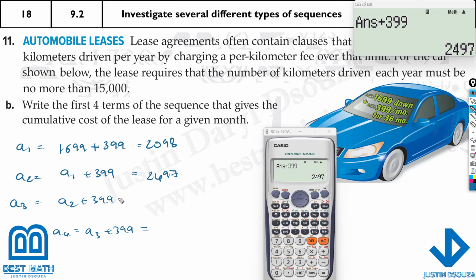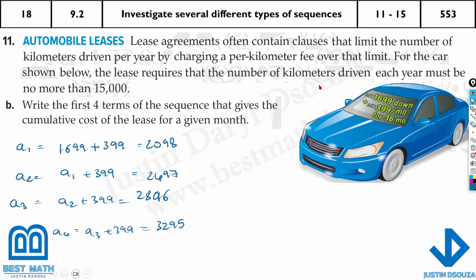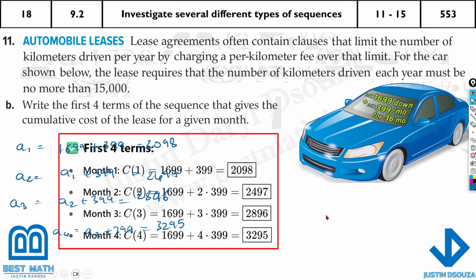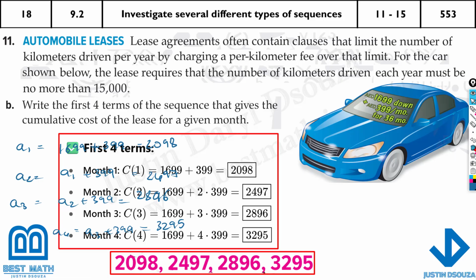So I have put over your answer so that the previous value, whichever I get, will be stored here. Now, the second month is done. When I press equal to, I get the third month because automatically this answer value changes. So now it is 2896. If you're getting confused, you can, of course, put the answer plus 399. That's absolutely fine. This is an easier way if there are many values to be found. So the last one will be 3295. So these are the four terms, that is the first 4 months basically. So here you go. Those will be the answers.